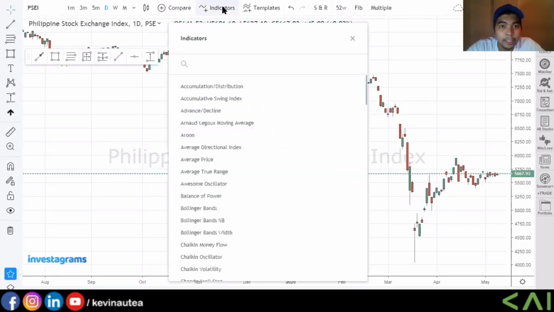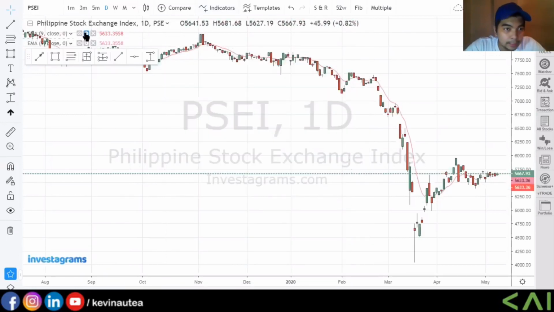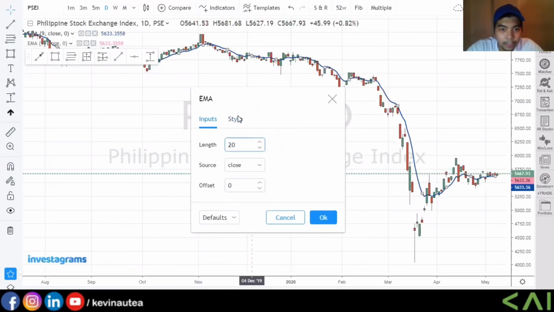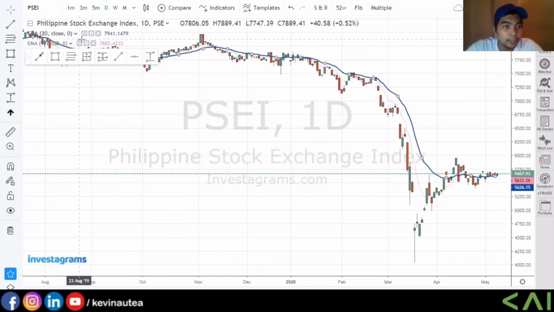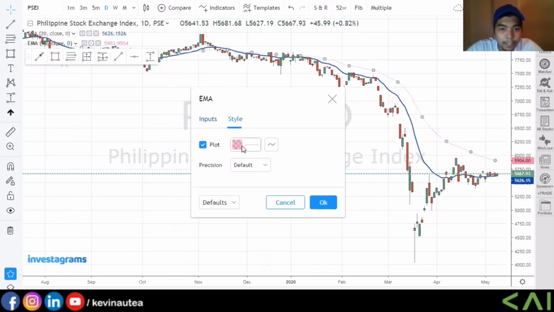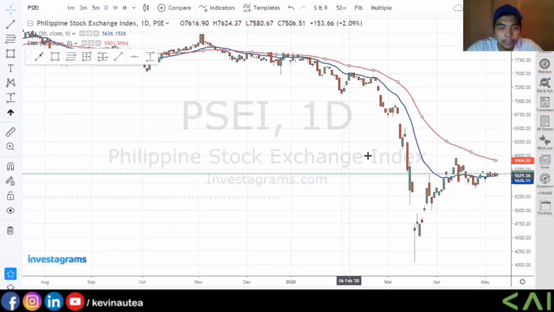From here, you can open the indicators, EMA. I'll be clicking it twice, then I'll just edit it. I usually do blue for the 20 EMA style, and I want it a bit thicker. All right. Then for the other one, that's the 50 EMA, and I want it red. Okay, there you go.